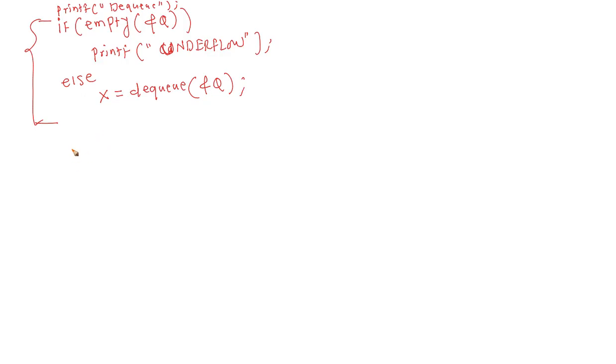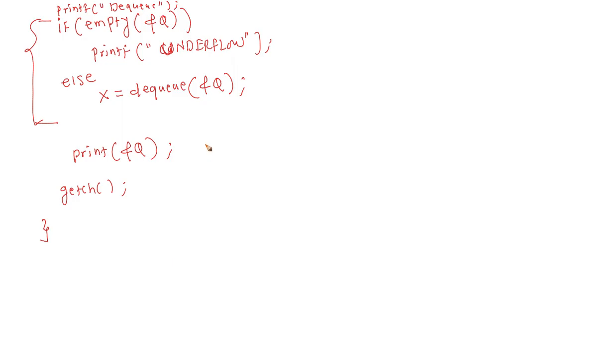Right? And after this dequeue operation, let's print the queue by calling the print function. To this print, I'll pass the queue. So this print will print the queue. And then we'll say getch, and then we'll stop here. This is our main function.